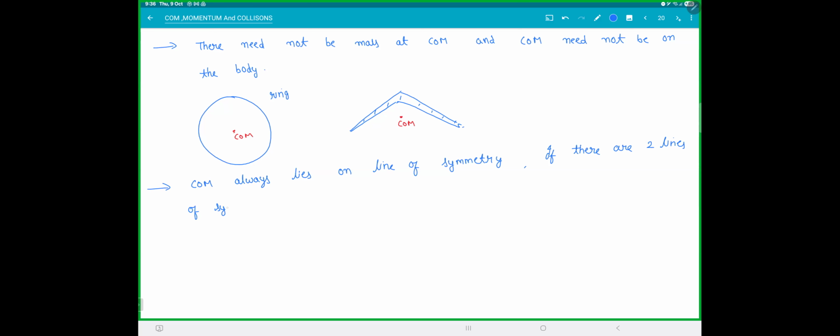If there are two lines of symmetry, it will be at the intersection. For example, if you take a half disk, again, what is a line of symmetry? A line of symmetry is when you draw that line, either side of the line will look identical. You can't tell the difference. If you take a half disk and draw a line like this, the left and right will look similar.